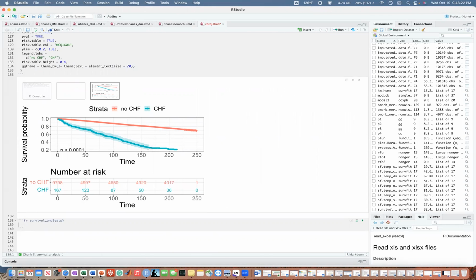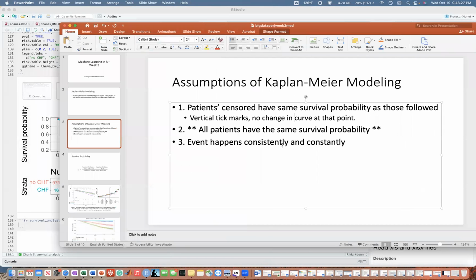And I'll show you later in the presentation examples where it's straight, because they're censored or they've just left the study and you have no idea if they're alive or dead. And all the patients are assumed to have the same survival probability, which means you can't just say I, Neil, have a different survival than you if we take the same medication. That's a little counterintuitive because obviously we have different bodies, we would take the medication differently, we'd react differently, metabolize it differently, whatever. That's an assumption.